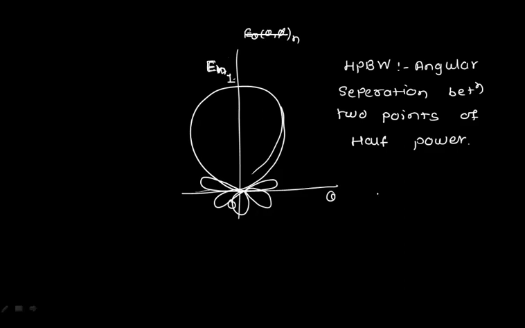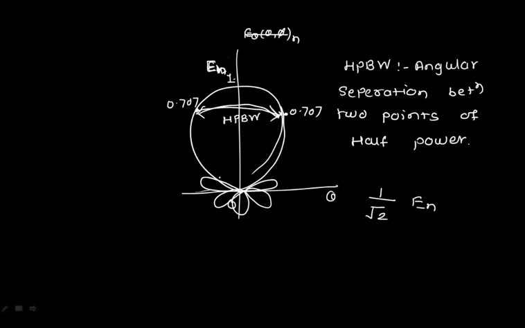It will be 1 by root 2 En. Okay, if the power is half, then your field will be 1 by root 2. 1 by root 2 means 0.7. So if I am getting here 0.7, not 7, here 0.7, not 7, and if I connect these two points, this angular separation will be called the half power beam width.